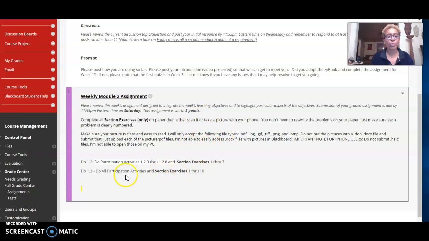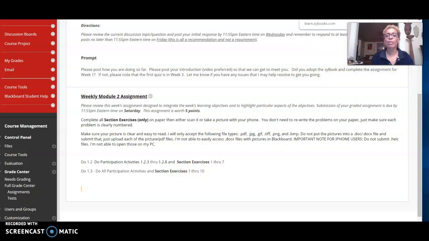All right, so in 1.3, do the participation activities. That's basically just clicking on things as you read along. I don't need for you to send me that because I can see that in the Zybook. I can see what you've done. But the exercises, please write them up and hand those in for credit. So the section exercises in 1.3 are 1 through 10. All right, so let's just take a quick look at the Zybook.